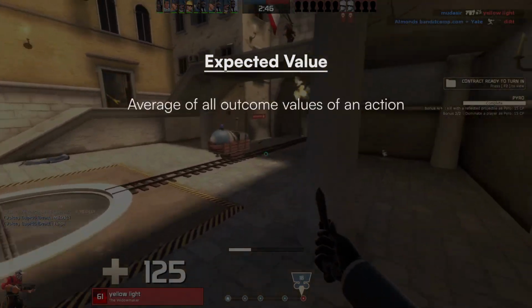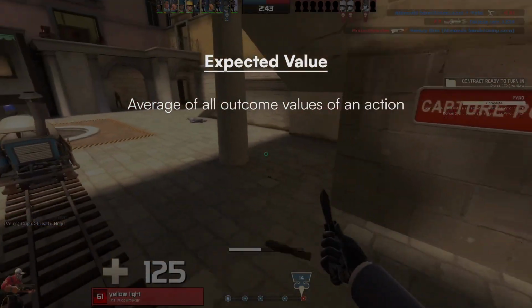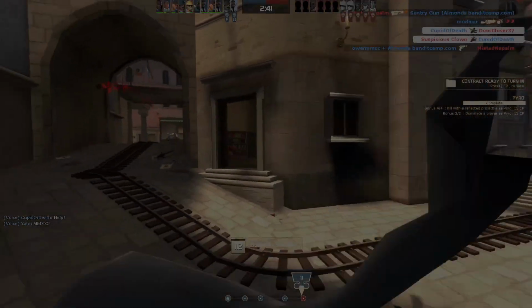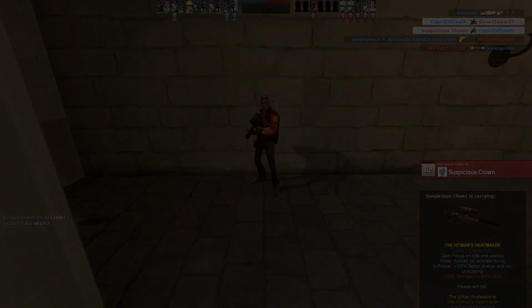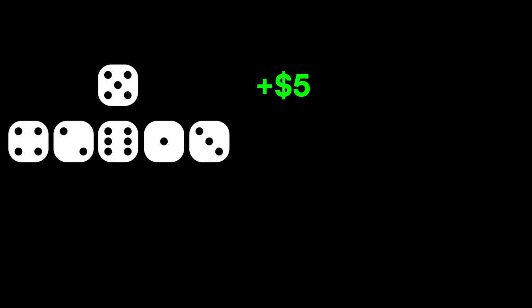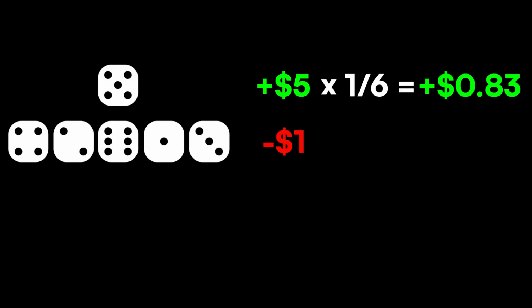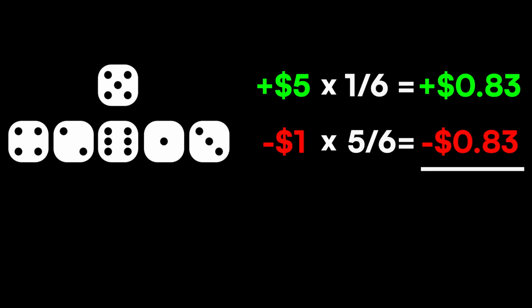Expected value is simply the average of all the outcome values of an action. It is a powerful tool in game balancing. Consider the following example. In a simple gambling game, rolling a 6-sided dice to the number 5 gives you $5, but rolling anything else costs you $1. The probability of getting a 5 is 1 in 6, which if multiplied by positive 5 gives you positive 0.83. And the probability of the remaining outcomes, that is 5 over 6, multiplied by negative 1 leaves you with negative 0.83. Adding up both the values, we get an expected value of $0, which means that this is neither a winning nor a losing game for the player, and thus the game is perfectly balanced.